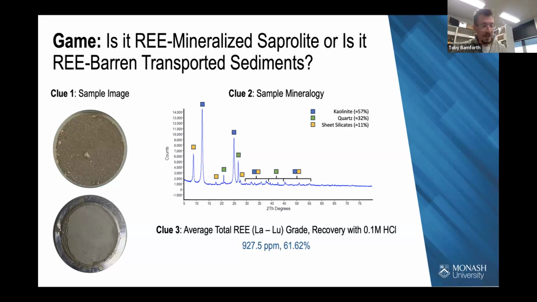When you think of mineral deposits at large, there are very, very few where you can have a look at the sample and have a look at the mineralogy.